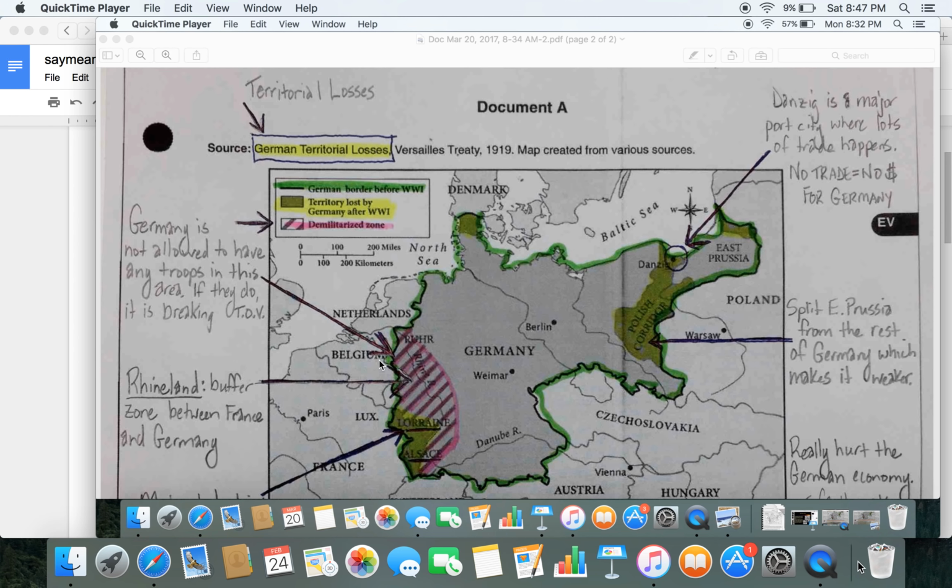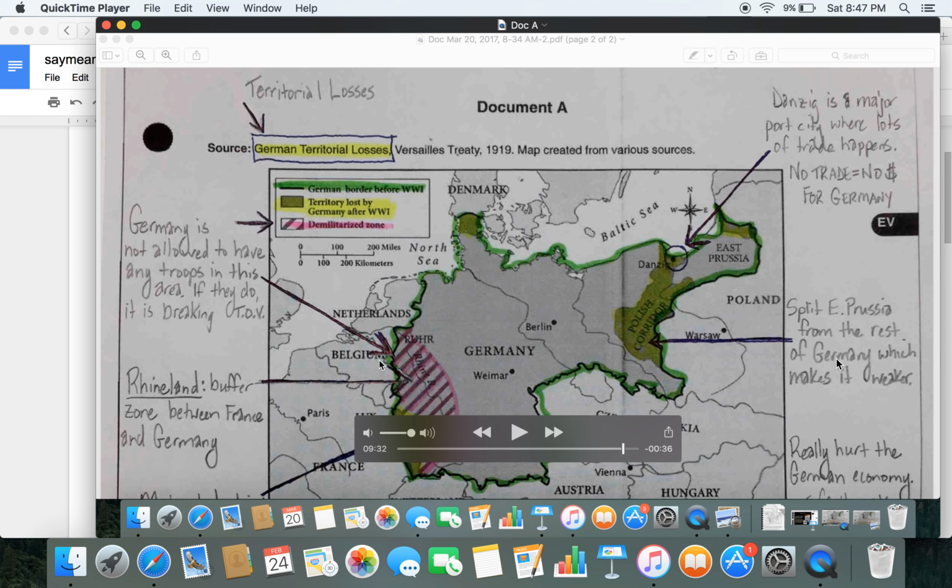So if you did this correctly, you should have written all over your map. You should have highlighted it. You should have written a ton of information in the margins. You're only required to pull one piece of information from the map. So what I'm going to do is focus, if you can look at the cursor, the arrow, on this area right here, specifically Danzig.